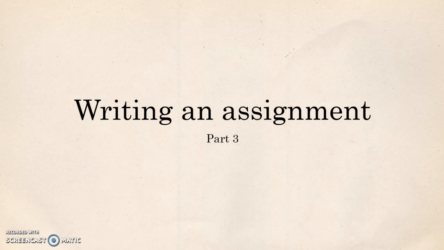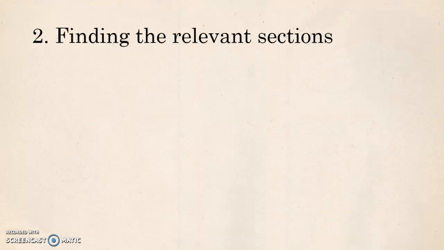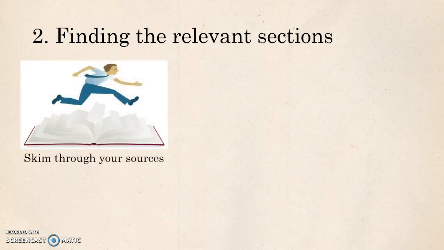In this part, we are going to talk about the second step of the process of writing an assignment, that is finding the relevant sections within your sources. In the second part, we talked about building your own library, and now that you have identified the sources, you will have to skim through your sources one by one.